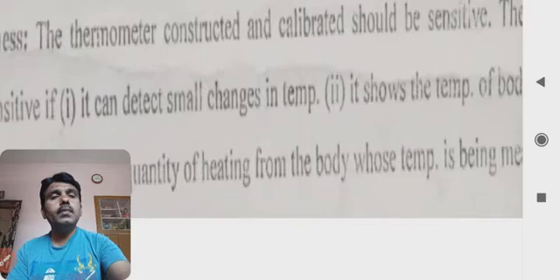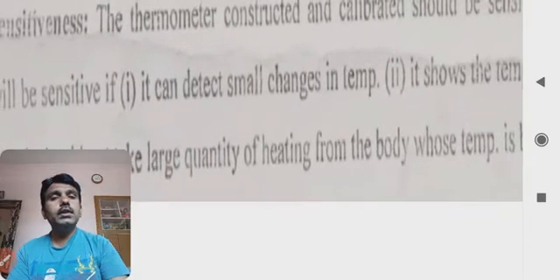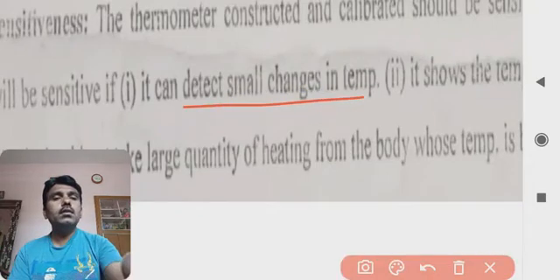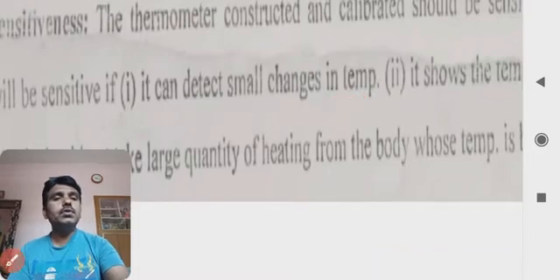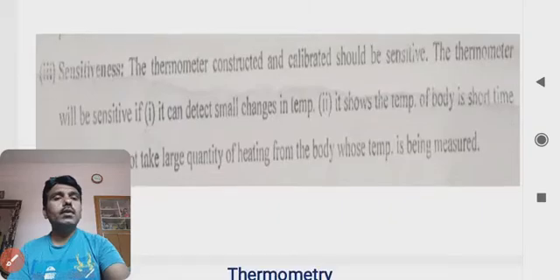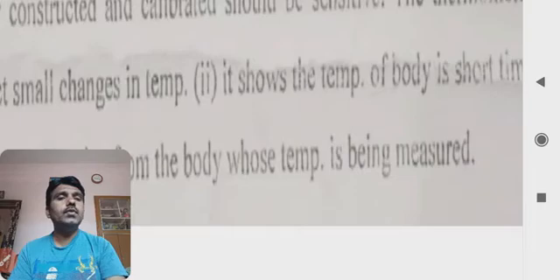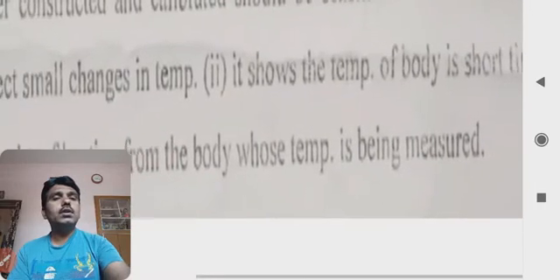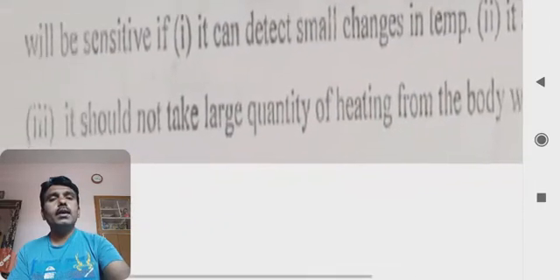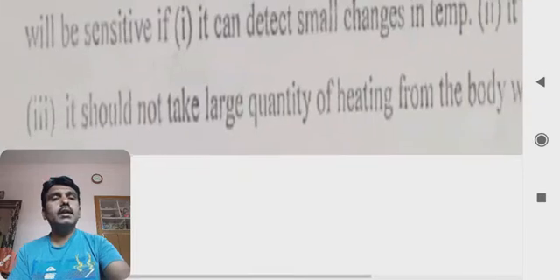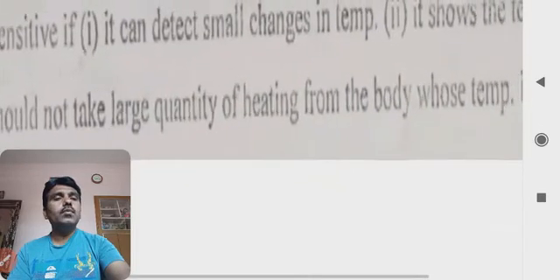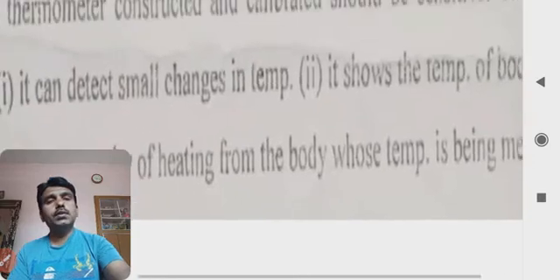If it detects small changes in the temperature, even for a very small change, it should show on the thermometer. Sensitiveness should also be seen in the time: it should show the temperature of the body in a very short time. And lastly, it should not take a larger quantity of heat from the body whose temperature is being measured.